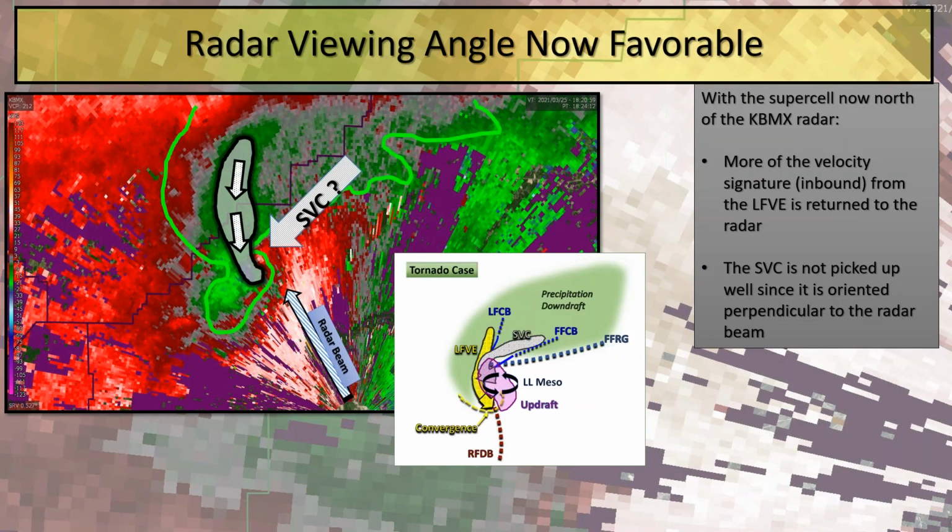mesocyclone. However, what you don't see is the SVC, and the reason is because, based on the conceptual model, we know that the SVC should be aligned along and on the cool side of the forward flank boundary. So this is going to be more orthogonal to the radar beam instead. So you're not seeing that really highly dominated signal by the SVC that we saw earlier when the storm was located to the west of the radar. So again, this is just radar orientation, and knowing the conceptual model is important to understand what you should be seeing and where it should be originating from.